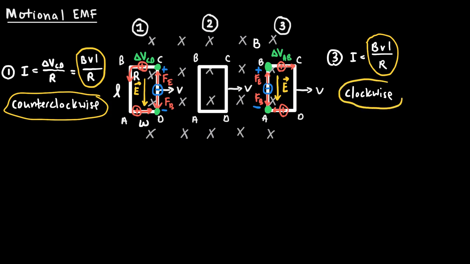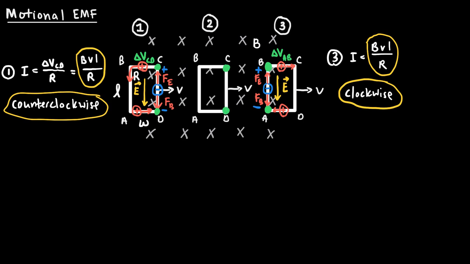So everything is the same at locations number 1 and 3 except for the direction of the current. At location number 1 we have a counterclockwise current, and at location number 3 we have a clockwise current. But not just at those locations, but due to segment CD, while it is in the magnetic field, it has a tendency to create a counterclockwise current. And due to segment AB, due to the geometry of the problem, it has a tendency to create a clockwise current. And so what will happen when both of those segments are inside the magnetic field?